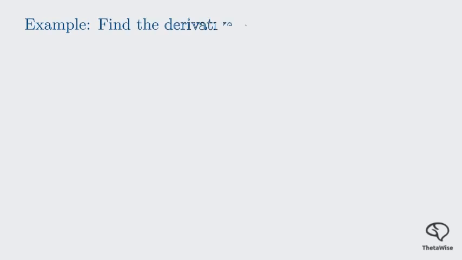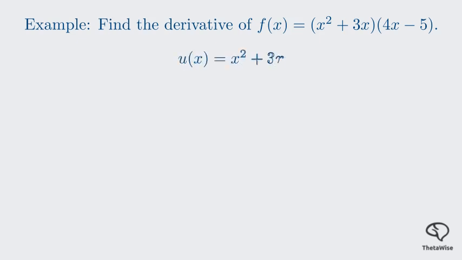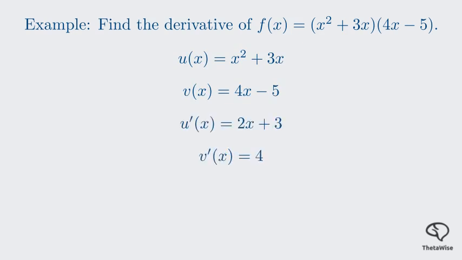Let's find the derivative of f of x equals the quantity x squared plus 3x times the quantity 4x minus 5. First, identify u and v. Let u of x be the first part, x squared plus 3x. Let v of x be the second part, 4x minus 5. Next, find their derivatives. Using the power and sum rules, u prime of x is 2x plus 3. The derivative of v of x is 4.